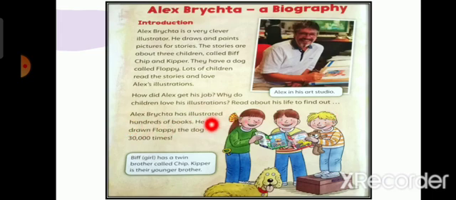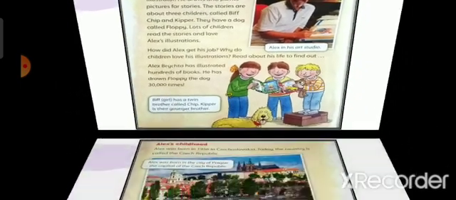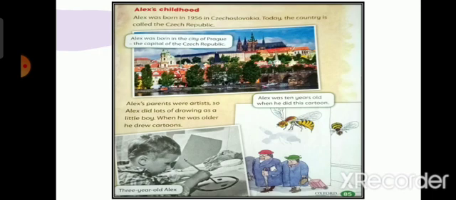Alex Brichter has illustrated hundreds of books. He has drawn Floppy the dog 30,000 times. These are his three famous characters, Biff, Chip, and Kipper. Biff and Chip are twins, while Kipper is their younger brother. Floppy is their pet dog. Come to the next page. It is page number 85.